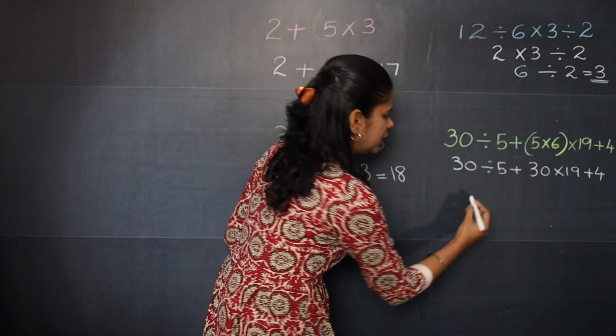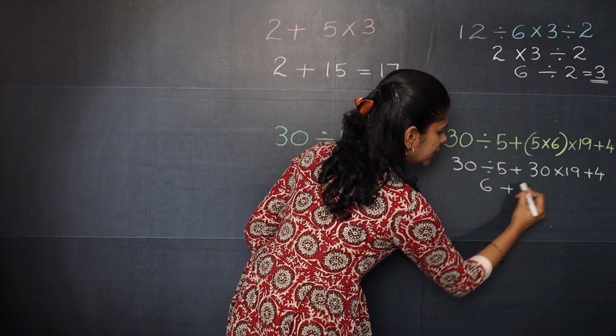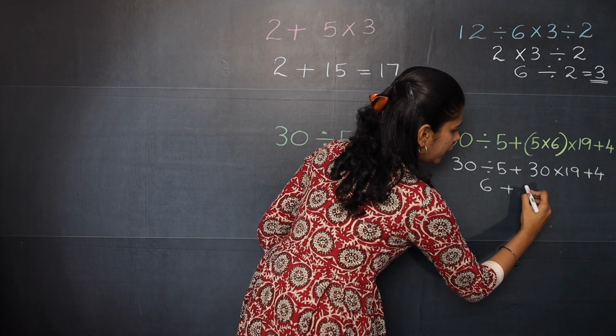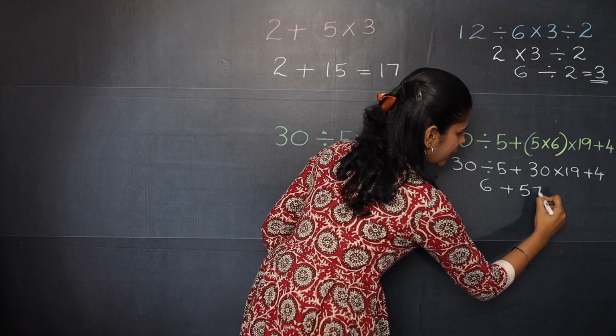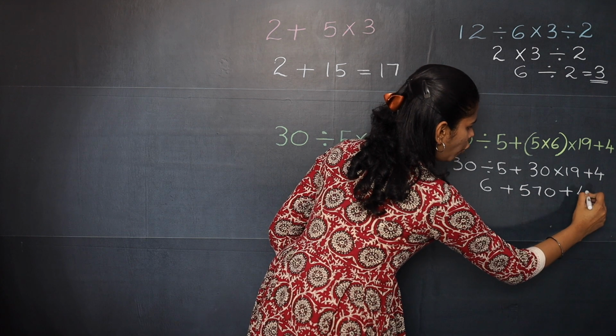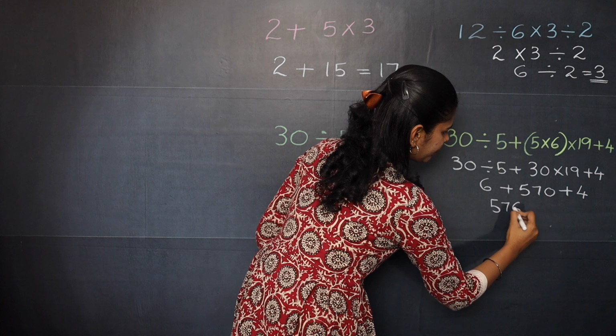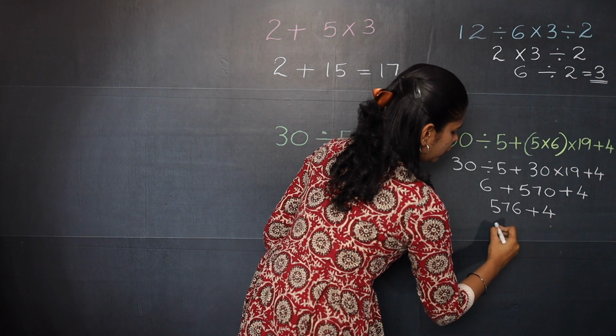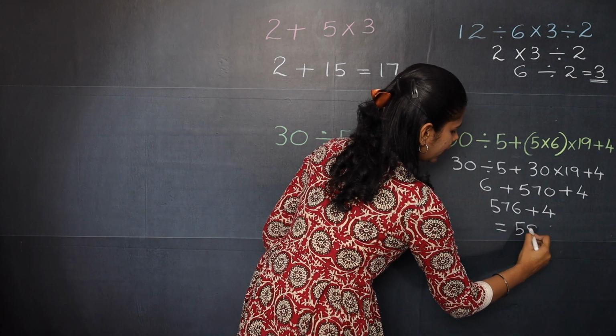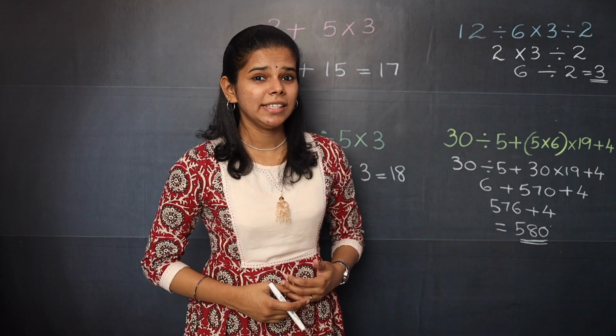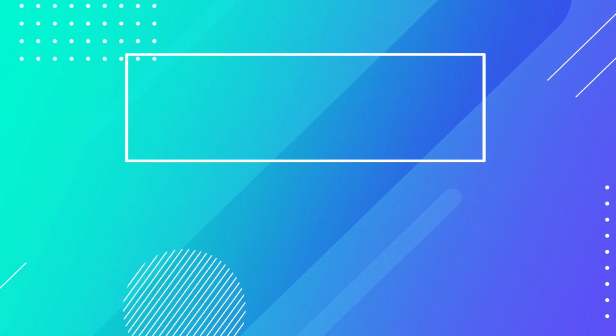So here you will start with 6 plus 30 into 19, you will get it as 570 plus 4. Now you can add it. So 576 plus 4 gives you 580. So 580 is the answer. Now let's solve these questions.